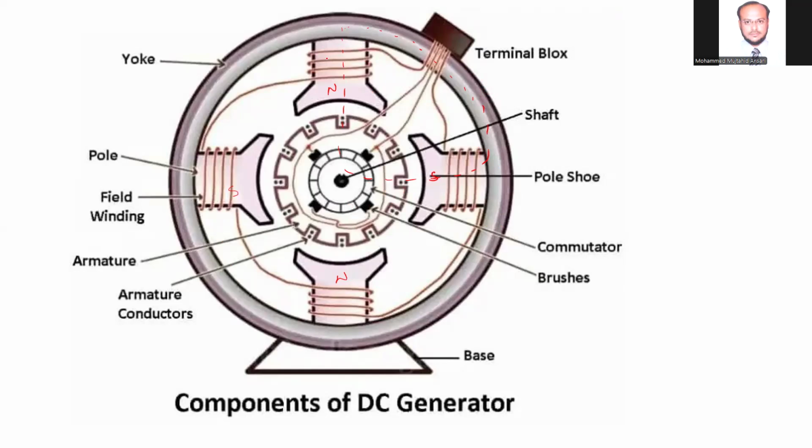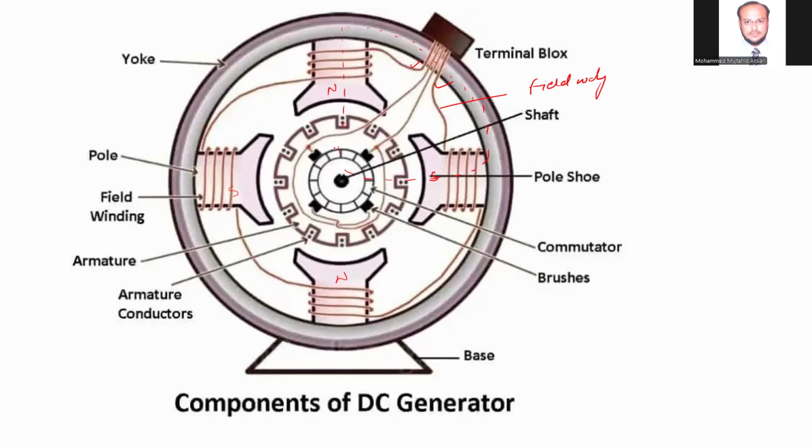And this is the field winding, which is connected in series to produce the magnetic flux. So there are four conductors here. These two conductors are used to excite or produce the magnetic flux with the help of an electromagnet. That is called the field winding. So this is the field winding, whereas these other two are used for the armature.